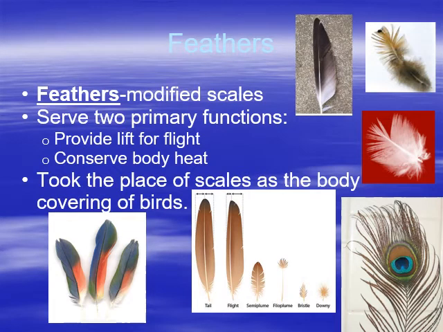They took the place of scales as the body covering in birds. So it's likely that the pre-bird ancestors, the certain groups of dinosaurs that we're talking about, had scales to begin with, but over time those scales started to change. They started to evolve in a way that allowed those dinosaurs to maybe glide a little bit, maybe be lifted off the ground a little bit to get away from predators or to catch their prey.